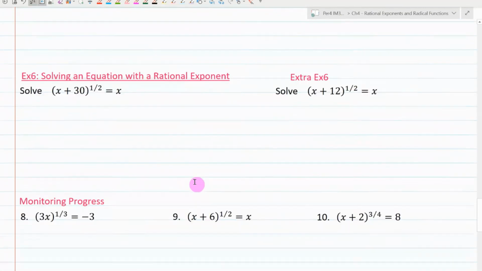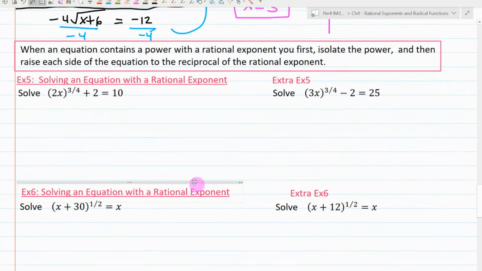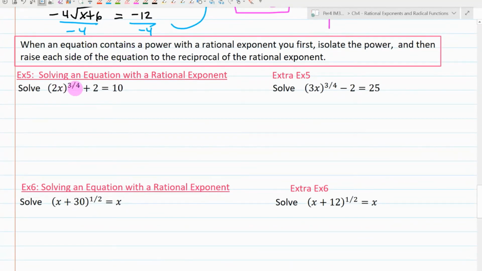This one and example 6, they're very similar to each other. So these are like radicals because if you remember something to a rational exponent, that 2x to the 3/4 really means the 4th root of 2x to the 3rd. So I'm going to explain how to do these. Instead of isolating the radical, we are going to isolate the power. Okay, and then we will raise each side to the reciprocal power. So that 3/4 applies to the entire thing.